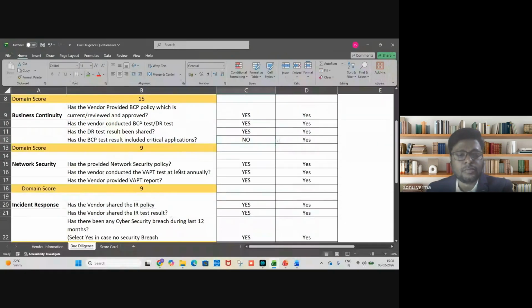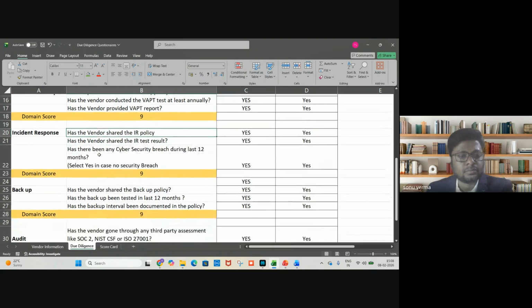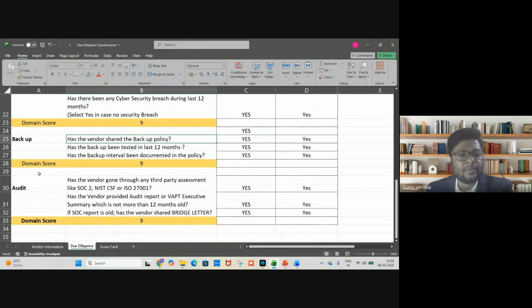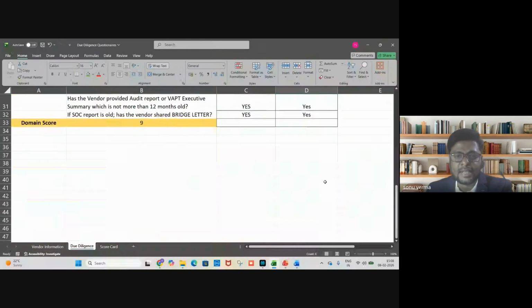Now, one by one, the organization is going to tell you whether it is conducting vulnerability assessment or penetration testing, whether it has incident response planning, and what its backup policies are. If they say yes, I do have, okay, do you have the ISO certificate? Do you have a vulnerability assessment report? Do you have a SOC report? Yes. Once they mark it yes, this is the response provided by the third party, and this is the company response that they are looking for. So it remains yes by default. Okay.